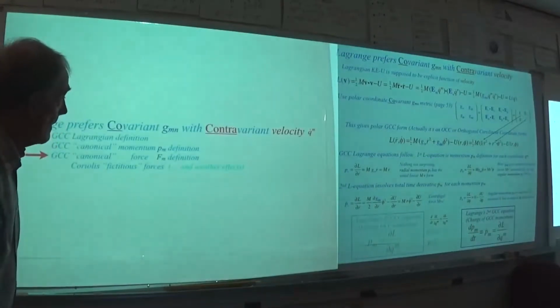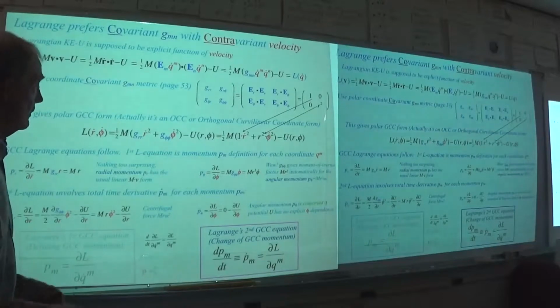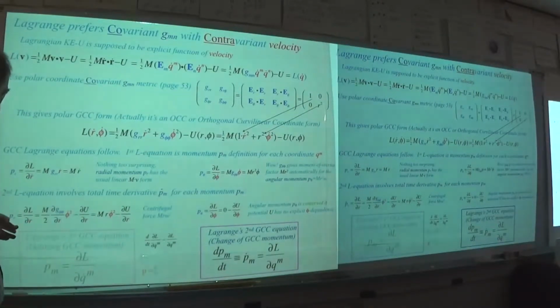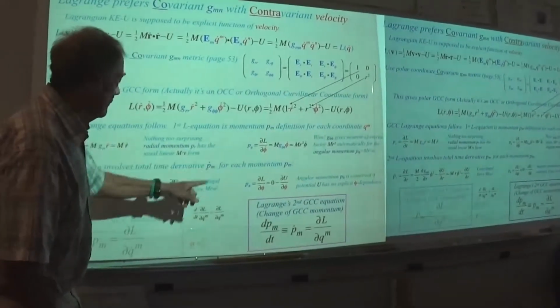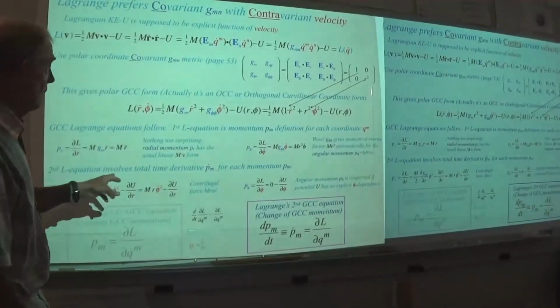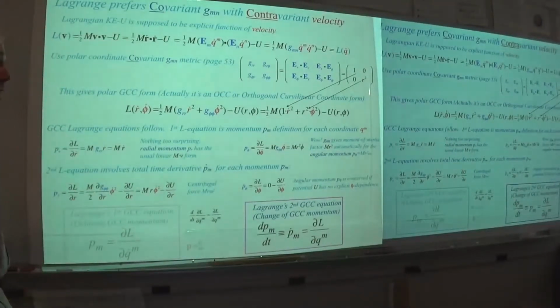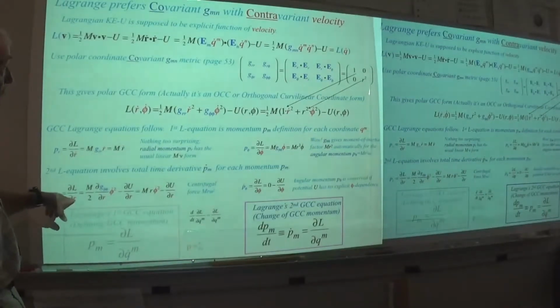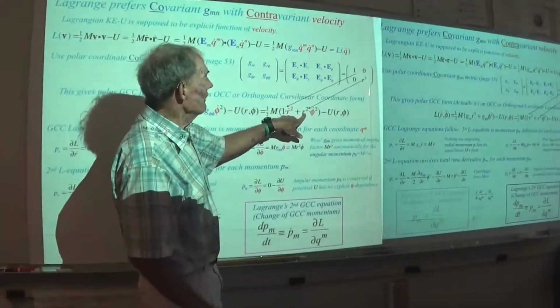Okay? So that's from what we just did. And here is the next step, the total time derivative. This equation involves a total time derivative for each of the r and phi momenta. Here's p dot. It's the partial of L with respect to r. Here's L. I see an r right there.